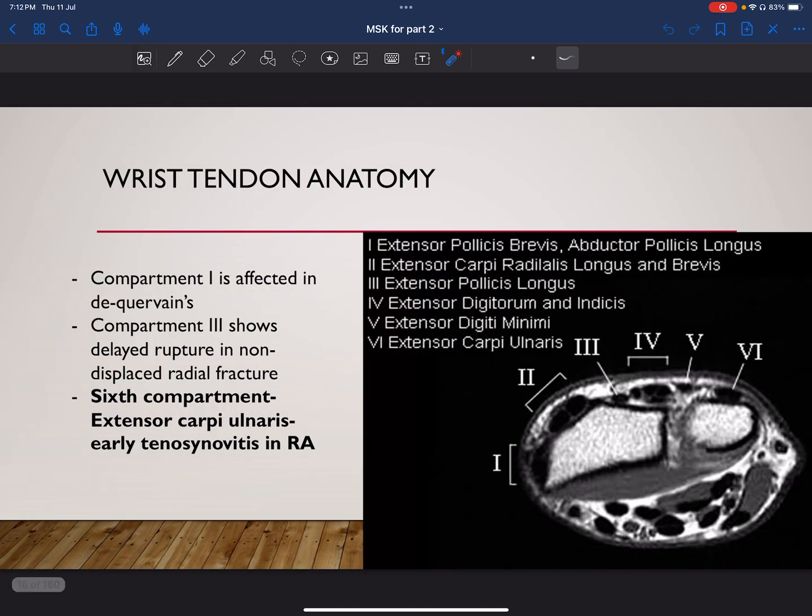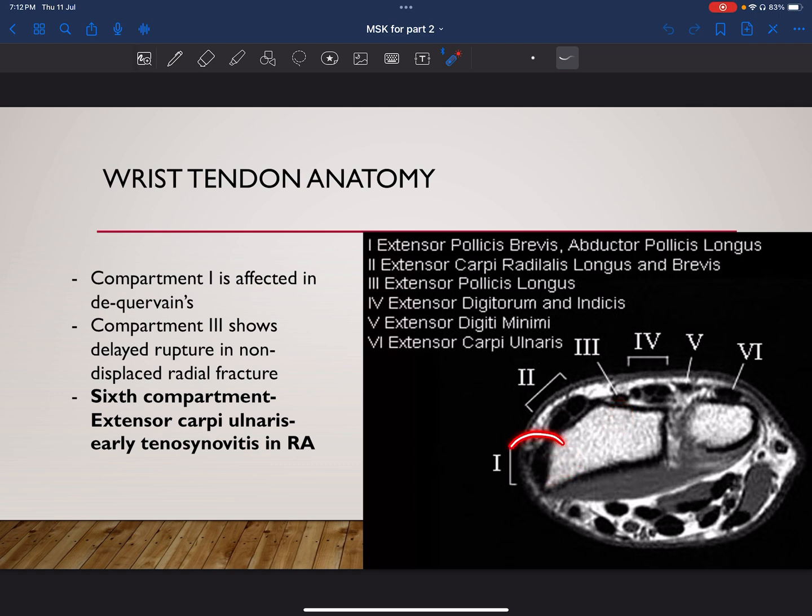Then we have wrist tendon anatomy. This is very important. First, we have to identify the dorsal tubercle of Lister. Once we identify the dorsal tubercle, we can see third and second compartment are adjacent to it. The first compartment is here. The first compartment is made up of extensor pollicis brevis and abductor pollicis longus. We just saw extensor pollicis longus rupture, so it is the third compartment here.